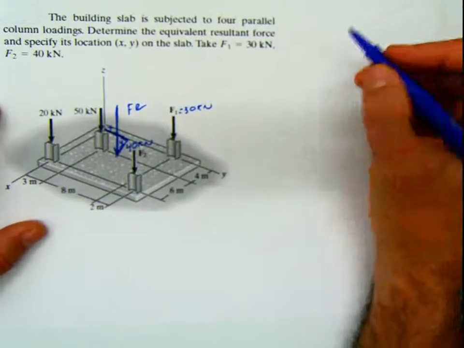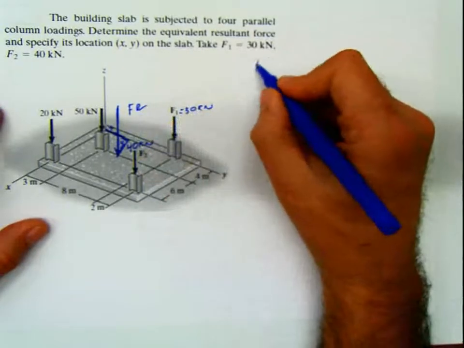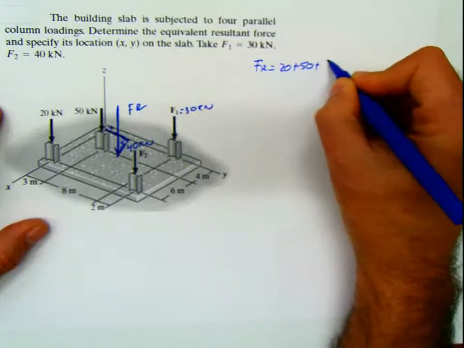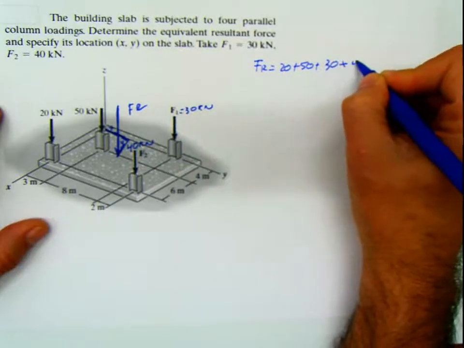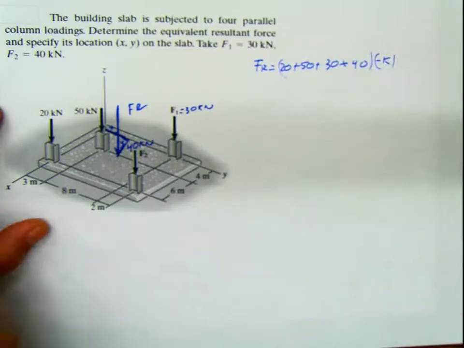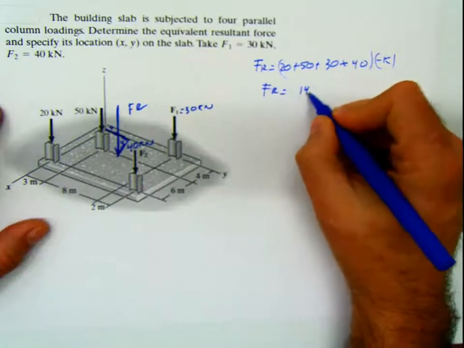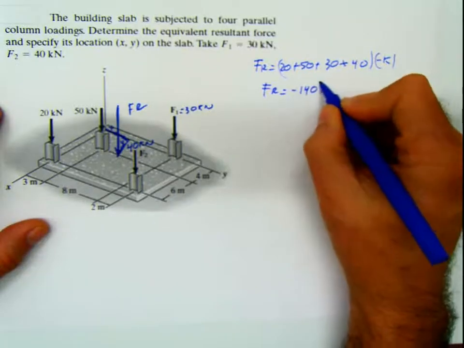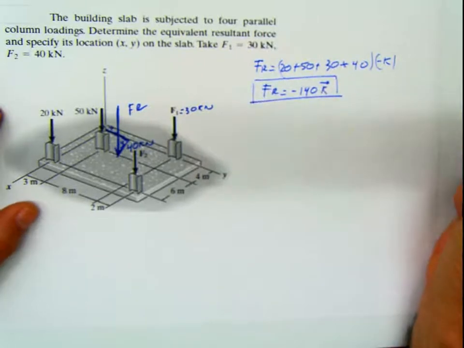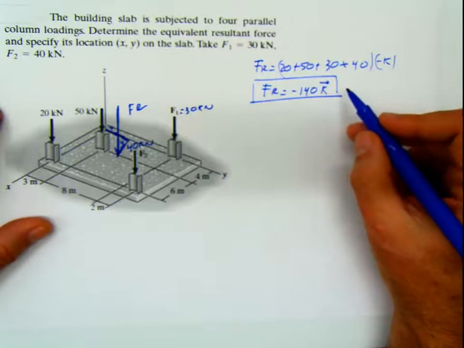Same procedure like 2D. Summation of forces is going to give me the resultant force. So my resultant force is going to be 20 plus 50 plus 30 plus 40, because all of them go in the negative K direction. So my resultant force is going to be 140 K negative. Now, I'm going to work this problem with a Cartesian approach. I'm going to convert everything to vectors.